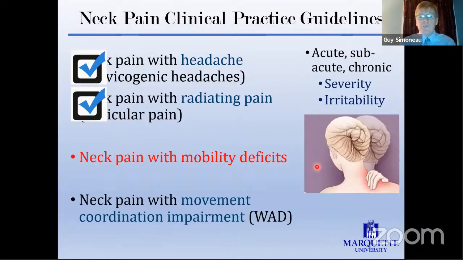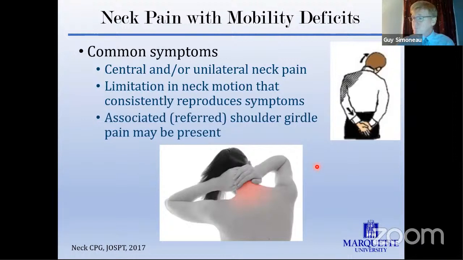So the next group to talk about is neck pain with mobility deficits. And this group, pretty straightforward from the naming here, we would expect them to have pain in the central part of the neck or unilateral neck pain. And we expect them to have a limitation in neck motion. And the key here is that limited neck motion consistently reproduces their symptoms.